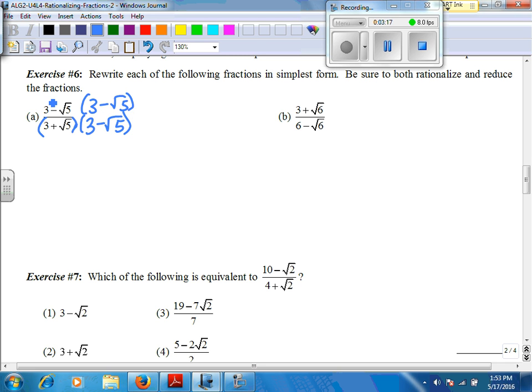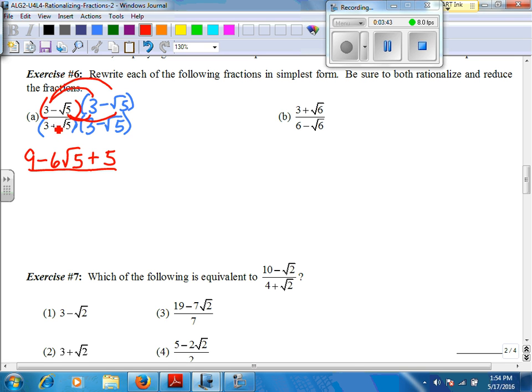But now the numerator is kind of just a little uglier. It looks as if the two binomials in the numerator are conjugates, but they're not. They're both minuses. So we're going to get 9 minus 3 square root of 5 minus another 3 square root of 5, which is minus 6 square root of 5. And then a negative times a negative, which is a positive. And square root of 5 times square root of 5, which is 5.